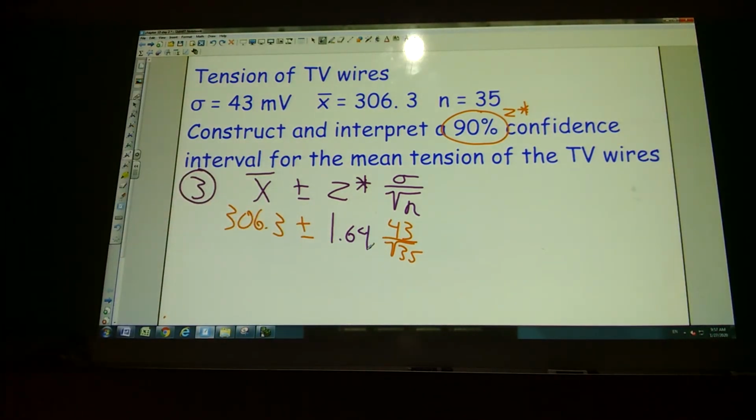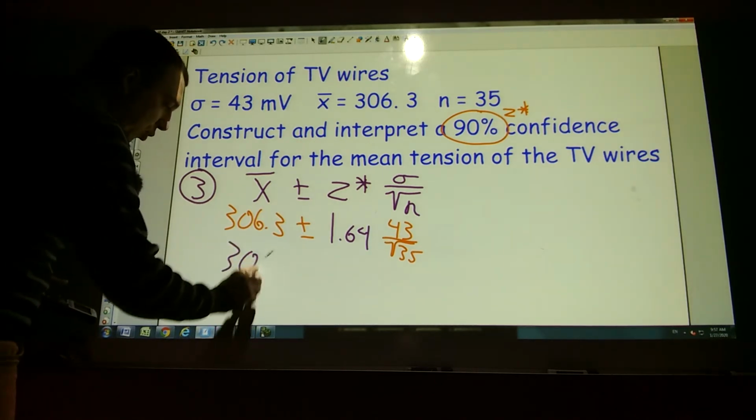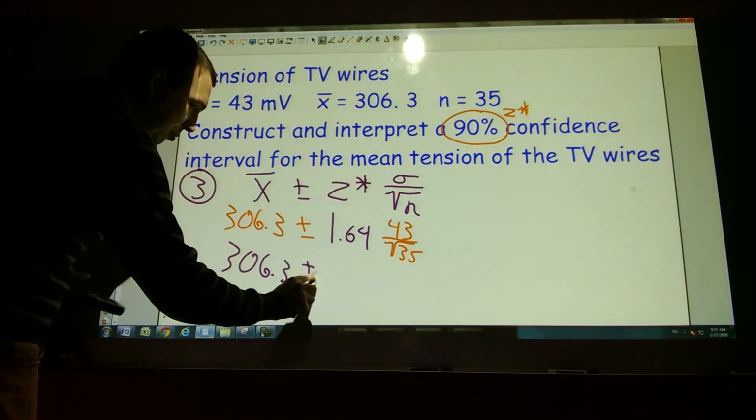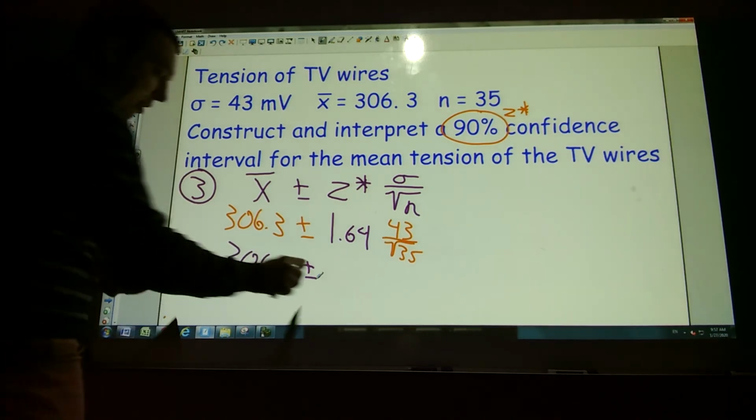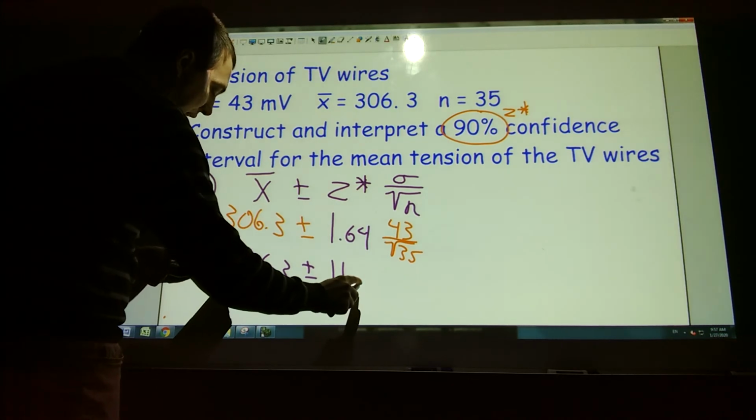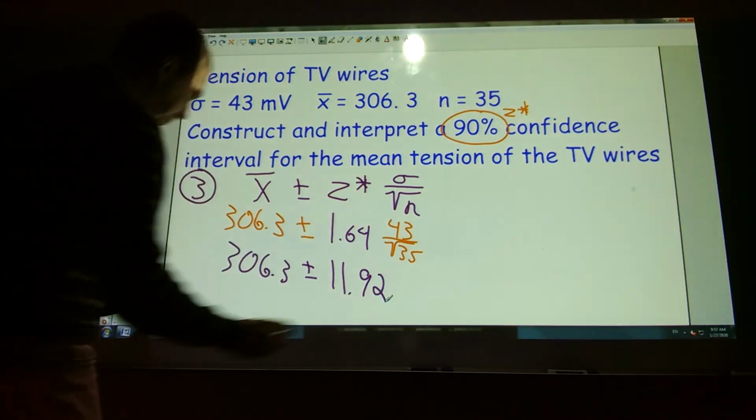Now, using our calculator, we can finish this up. 306.3 stays the same, plus or minus 43 divided by the square root of 35 times 1.64. The margin of error is 11.92.